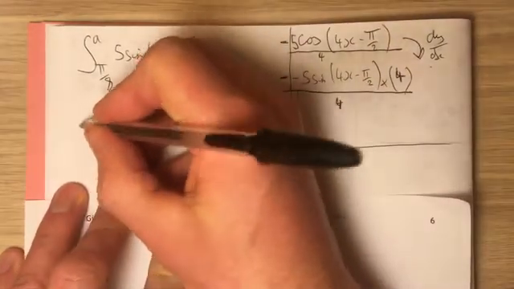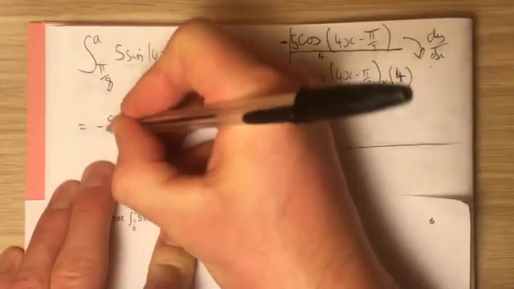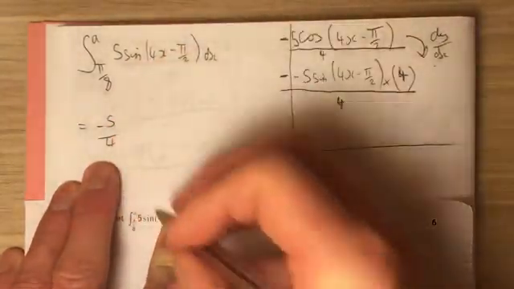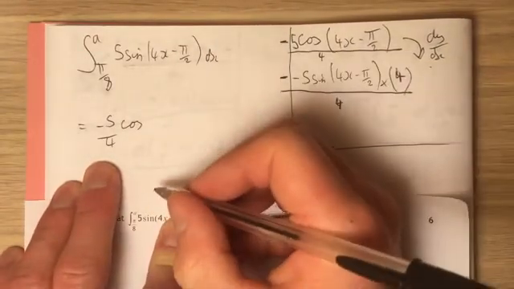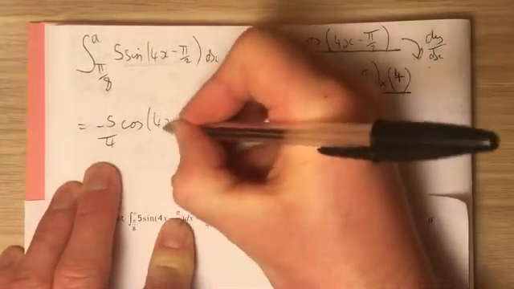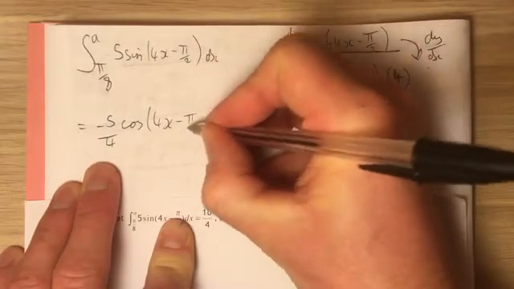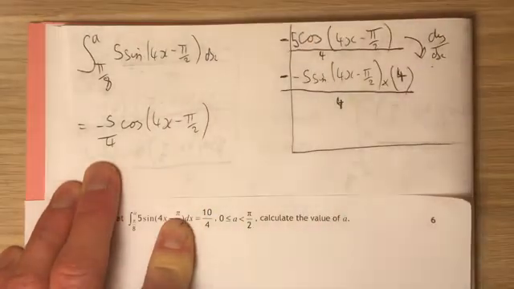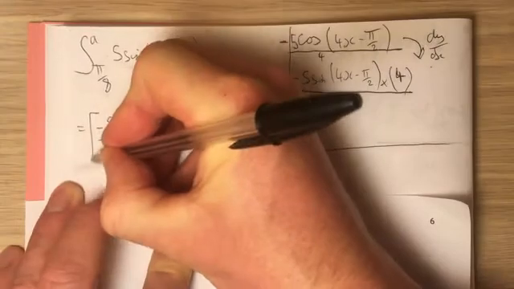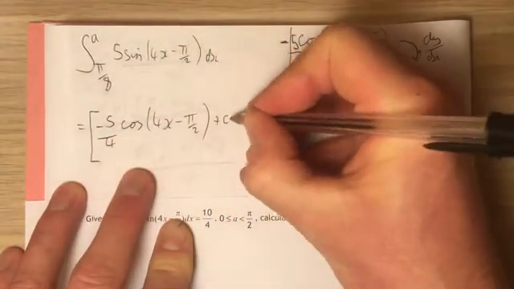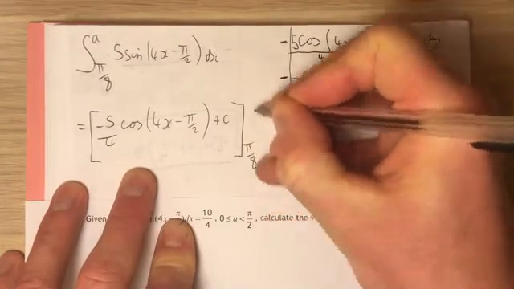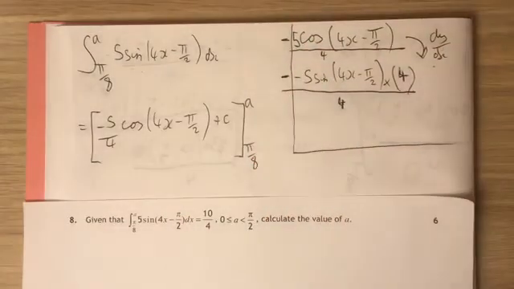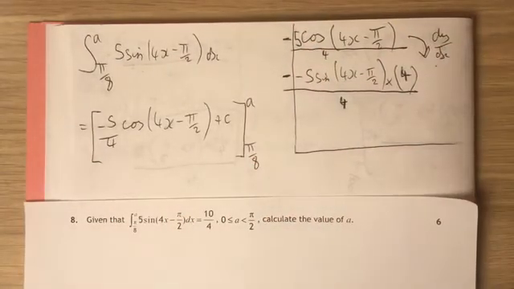Okay? So that's going to give me negative 5 over 4 cos of 4x minus pi over 2. And I'm going to evaluate that. So let's put plus c just for interest. We should normally put that. We won't need it in this case, but we'll see why. And we'll evaluate that between pi over 8 and a.